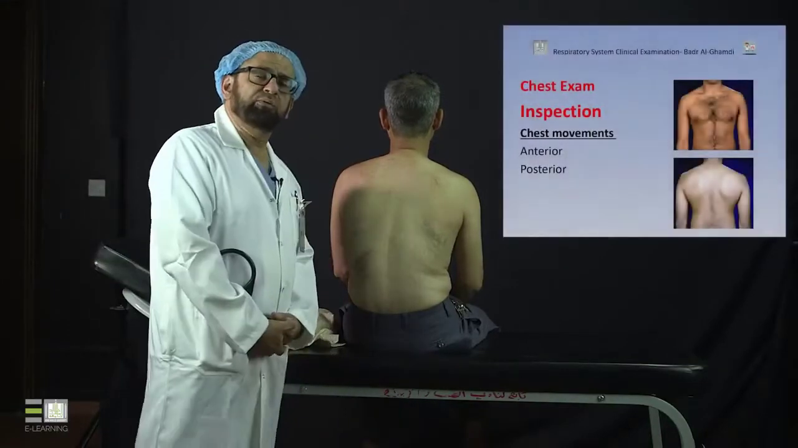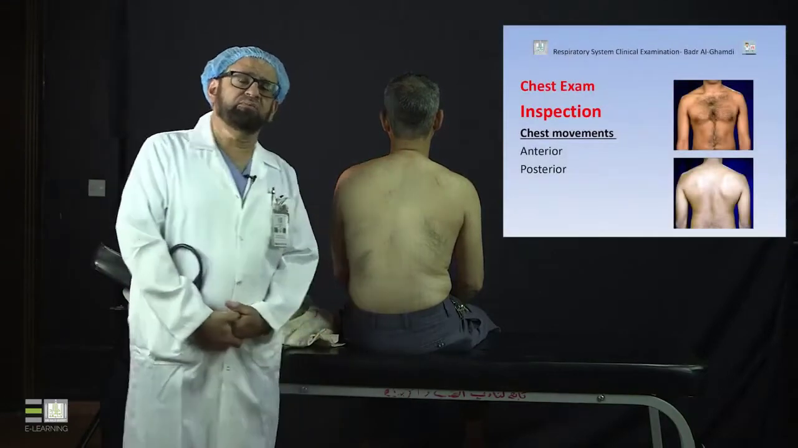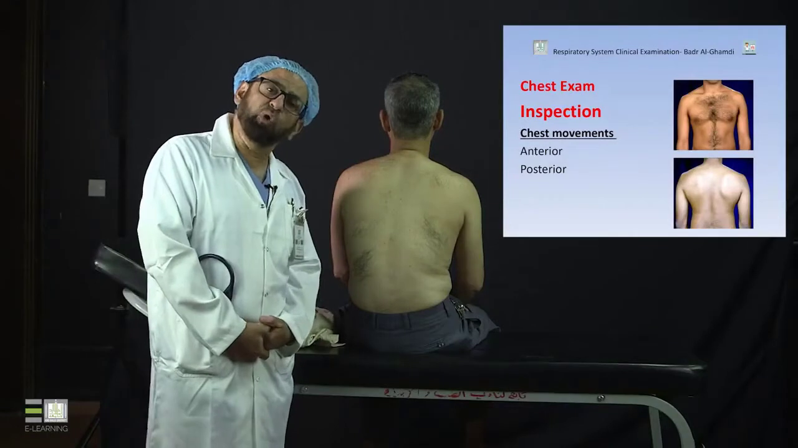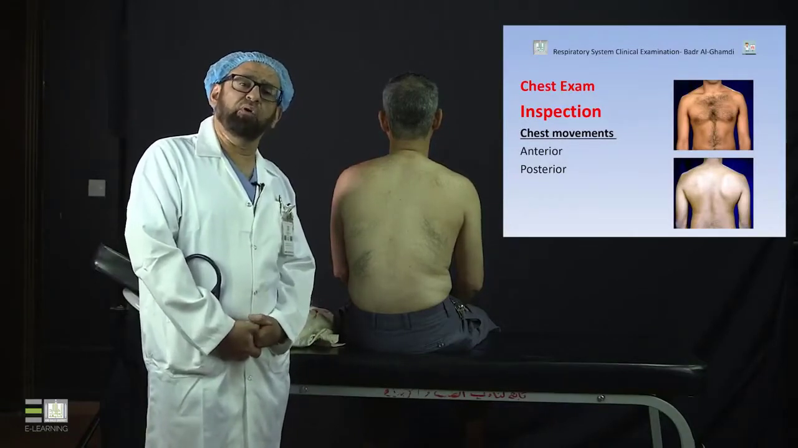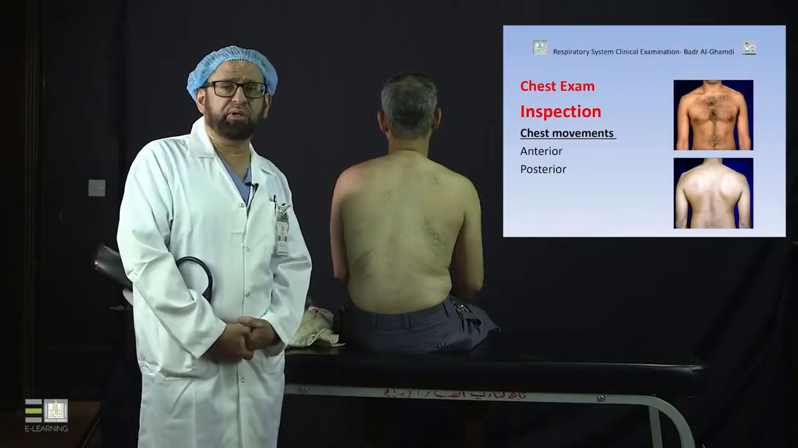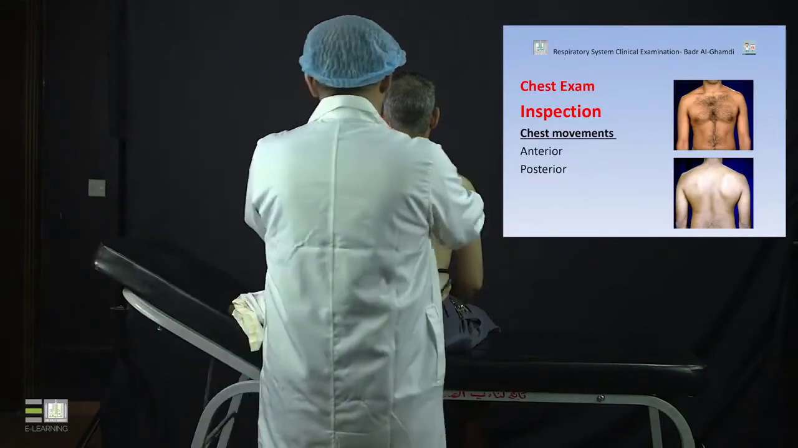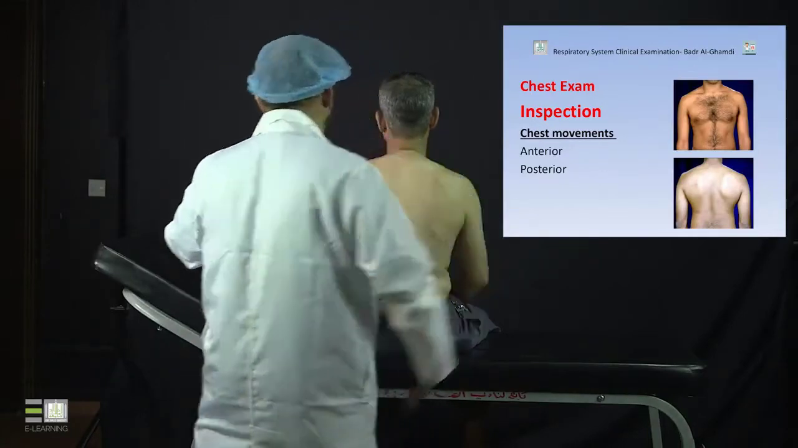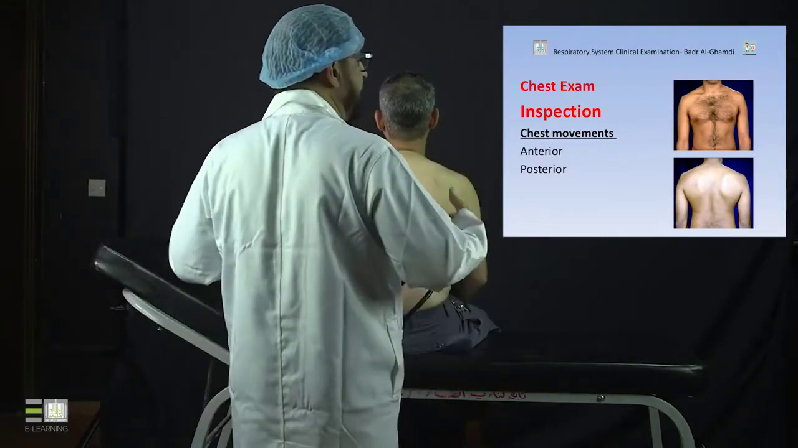Now we come to the last part of chest inspection, which is chest movements, looking for whether the chest moves normally with breathing or not. And this can be done from anterior, can be done from the posterior aspect. From the back, you should be in this position, not to the side. And you ask your patient to take deep breath in and out.